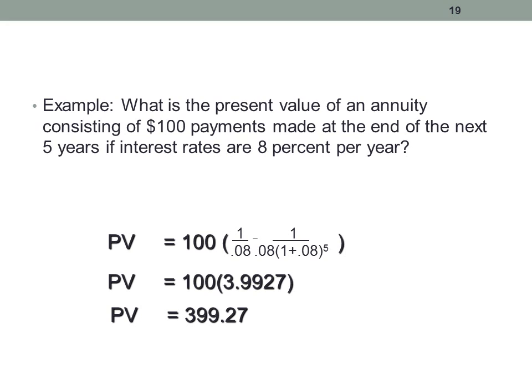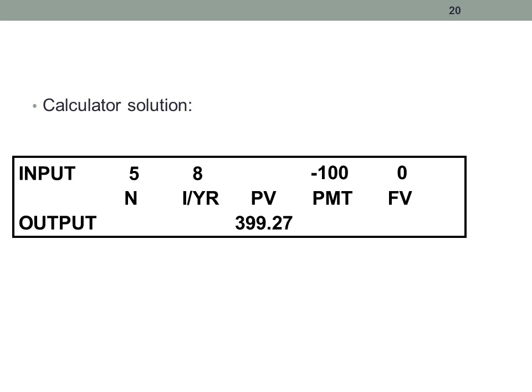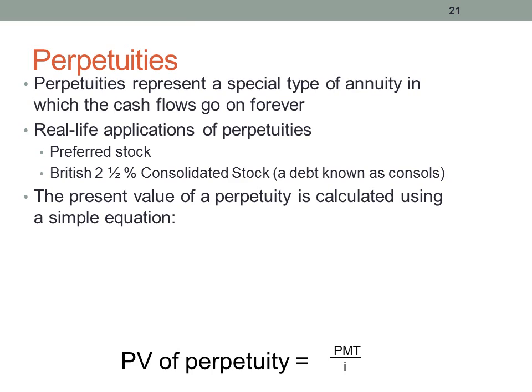Like for this example, $399.27 produced $100 payments for 5 years in the future at 8% interest. So it really helps you decide how much should I pay for something today if it produces those cash flows that I think it will. It means if something produces a $100 a year cash flow at 8% interest over 5 years, I should pay basically $399 for it.